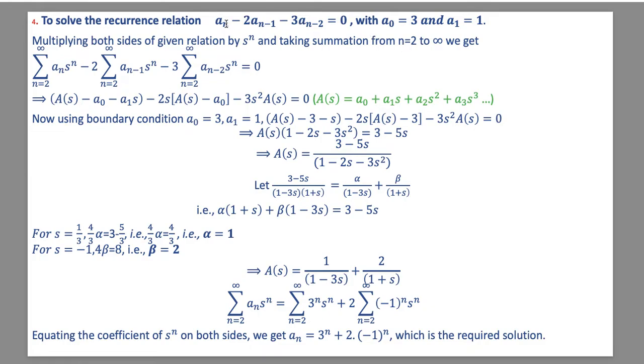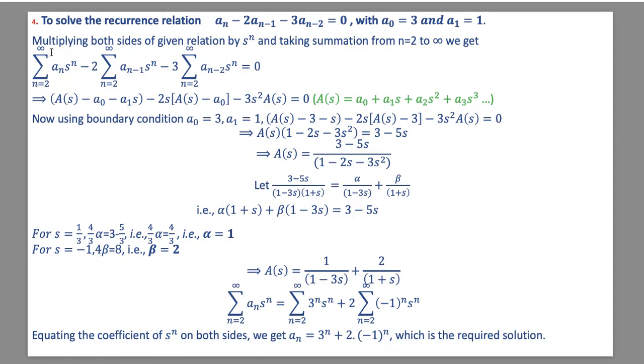Now an minus 2 an minus 1 minus 3 an minus 2 equal to 0, with a naught equal to 3 and a1 equal to 1. Multiply each term by s raised to power n and take the summation from n equal to 2 to infinity, because here in the subscript we have n equal to 2. So then this is equal to sum n equal to 2 to infinity an s raised to power n, minus 2 sum n equal to 2 to infinity an minus 1 s^n, minus 3 sum n equal to 2 to infinity an minus 2 s^n.